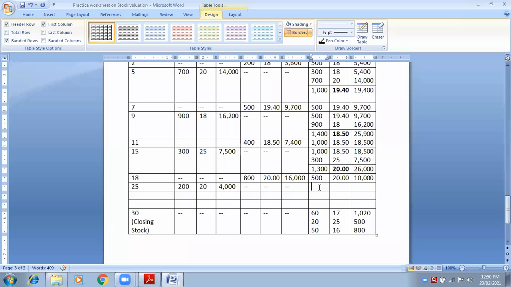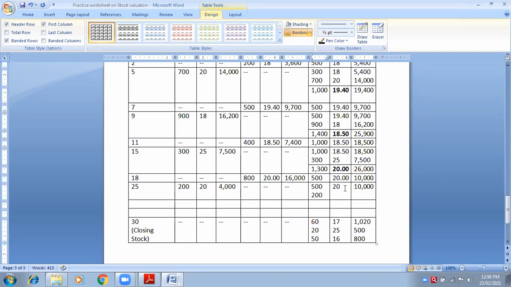So what should be written in the balance? Come on, quickly. 500. 20.00, 10,000. Just 20 is also okay. If you want to write 0.00, that is also okay. Next, 200 has to be added at the same rate of 20 rupees and the amount is 4,000.